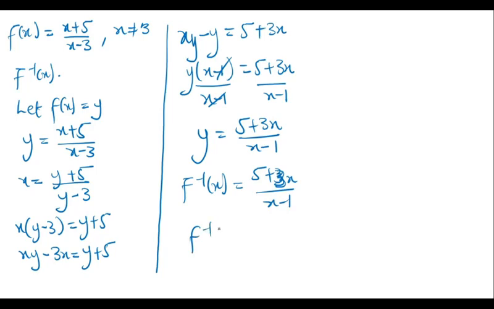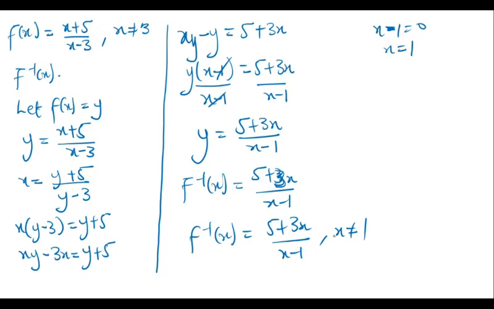Let me rewrite that. So f inverse is equal to (5 + 3x) over (x - 1), where x is not equal to 1. For someone who doesn't understand this condition, all I do is equate the denominator to 0. So x - 1 = 0, so x is equal to 1. It means when x is 1, we have 1 - 1 which is 0, so it will make this function undefined, and we don't want that.